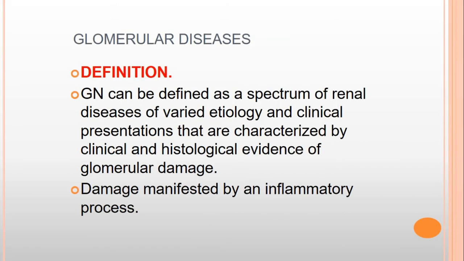is vasculitis. So glomerular disease is defined as a spectrum of renal diseases of varied etiology and clinical presentation that are characterized by clinical and histological evidence of glomerular damage. It means clinical and histological: we need both kinds of evidence for the damage of glomerular disease.